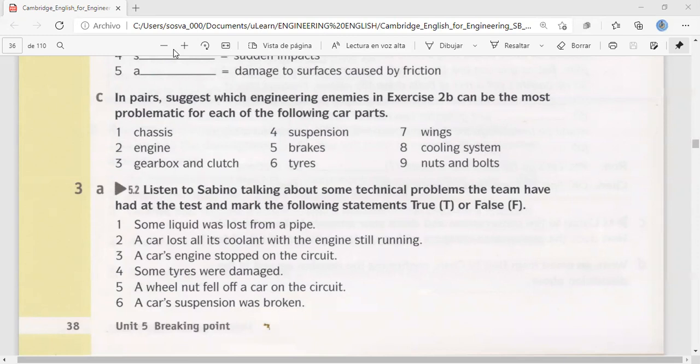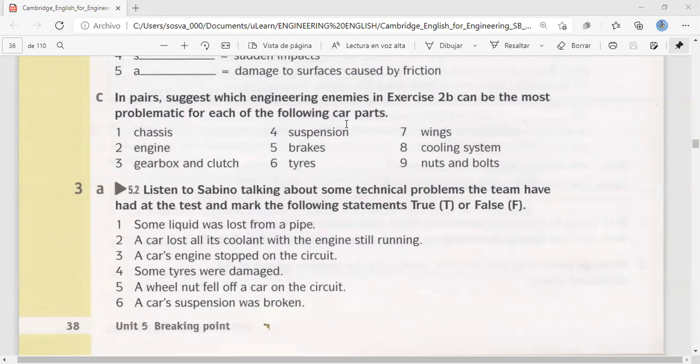Listen. Number one is some liquid was lost from a pipe, right? Number two is a car lost all its coolant with the engine still running. Number three is a car's engine stopped on the circuit. Number four is some tires were damaged. Number five is a wheel fell off a car on the circuit. And number six, a car's suspension was broken. Good. So listen carefully to the conversation. This is a 2-minute conversation. Okay, listen carefully.